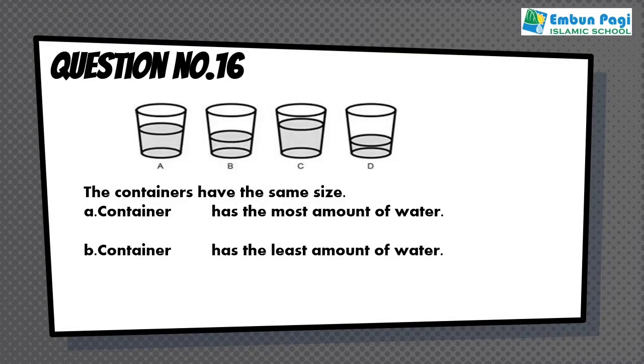Question number 16. This question is still talking about the volume. Look at the picture. There are 4 containers with the same size. The arrows will help you to find which container has the most amount of water. Yup, container C has the most amount of water, and container D has the least amount of water.